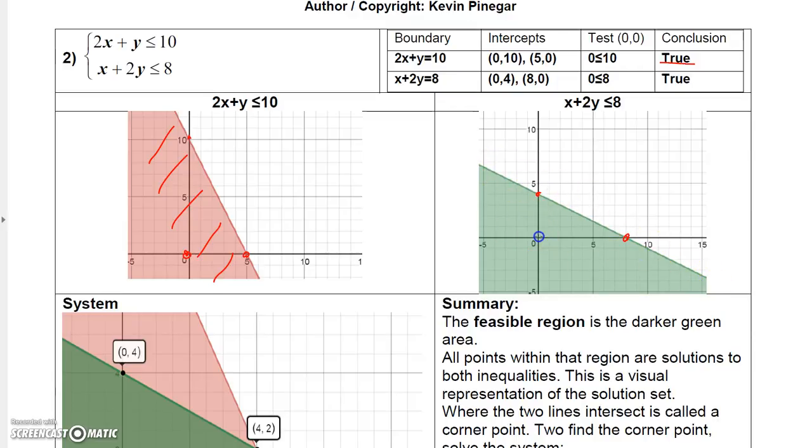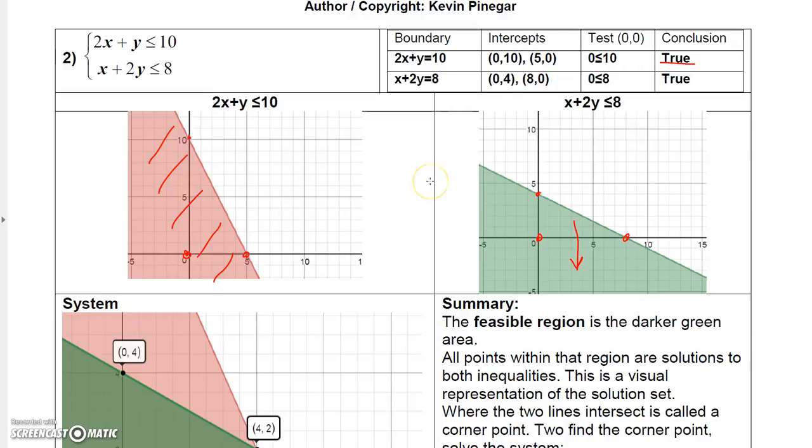And then I test (0, 0). When I plug (0, 0) into this one, I get 0 is less than or equal to 8, which is again a true statement. So I shade everything on the same side of the line as (0, 0) is. So I shade that side.